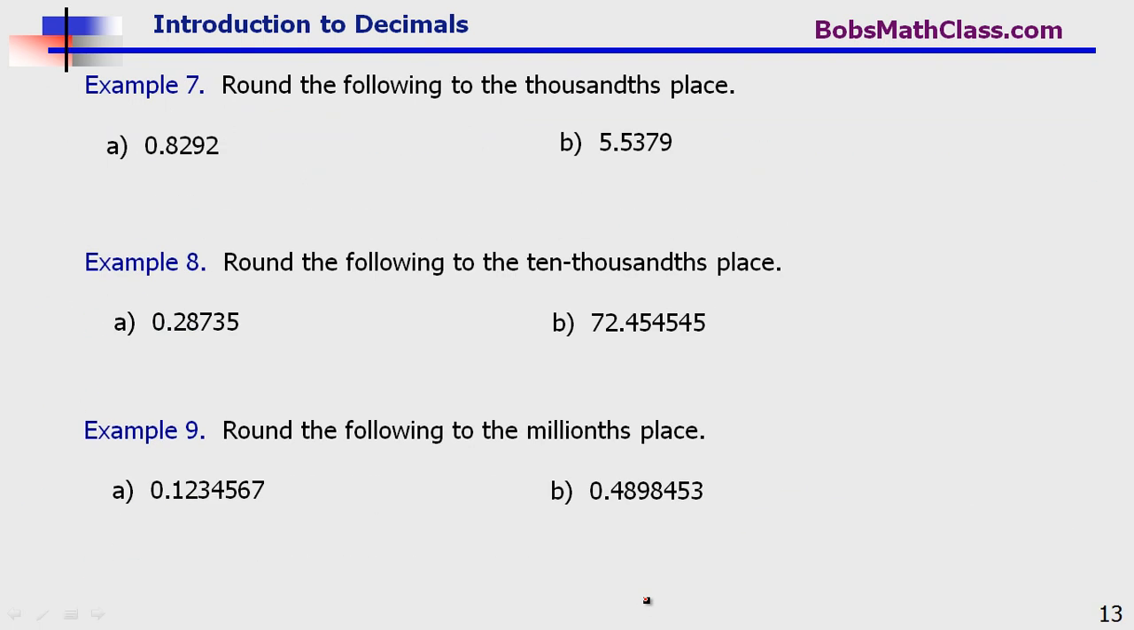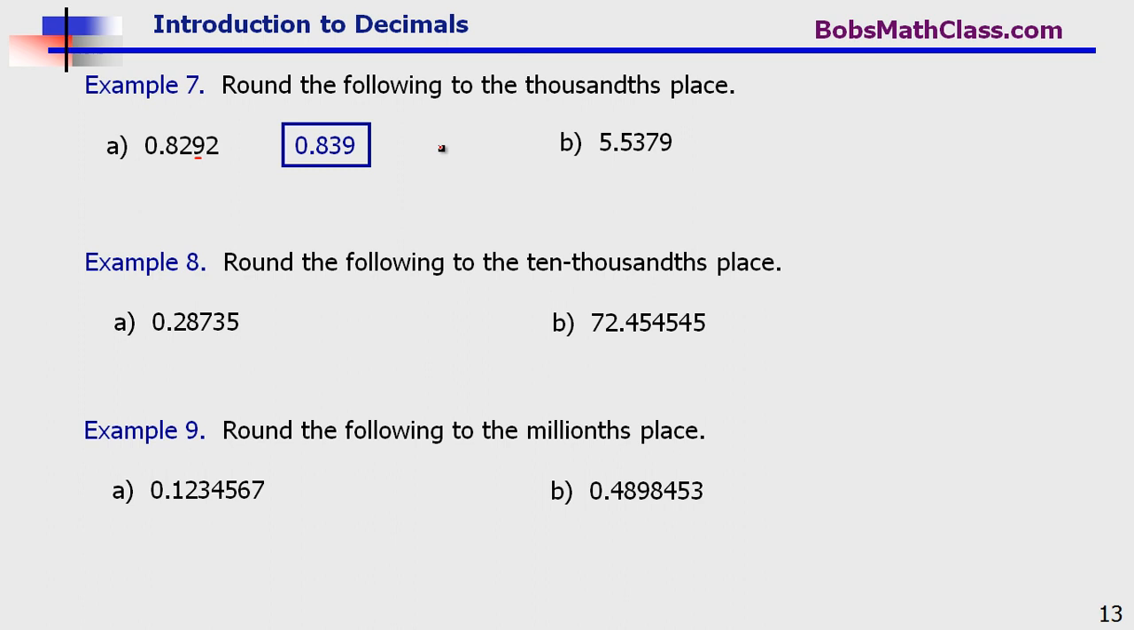Okay, round the following to the thousandths place. So the thousandths place is the third place. So the third place here, tenths, hundredths, is a 9. So we just need to look at the right to figure out what to do. Same rules. 5 or more, add 1. 4 or less, leave it alone. Okay, so what should we do? That's right, leave it alone. So what's our answer? 0.829.